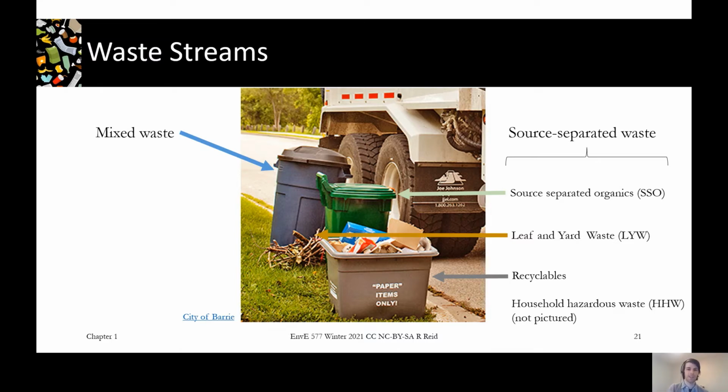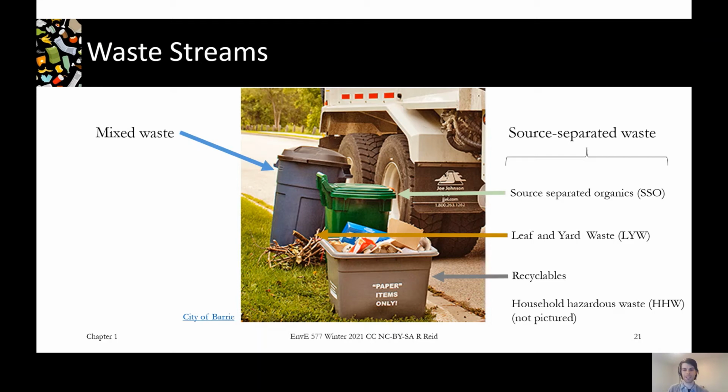So in our green bin, we have source separated organic waste, or SSO. We also frequently have leaf and yard waste separate from our SSO. So there's a bundle of sticks here you can see in the picture, or you might have a truck that comes by and just sucks up leaves from the curb. And then we've got our recyclables. So in this picture, you can see a gray bin. It says paper items only. You might have a 1 bin or a 2 bin system, depending on where you live, but we do take those out of the other streams and divert them and do other things with them.